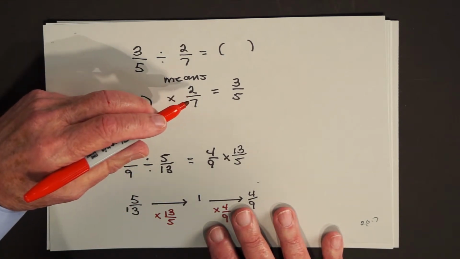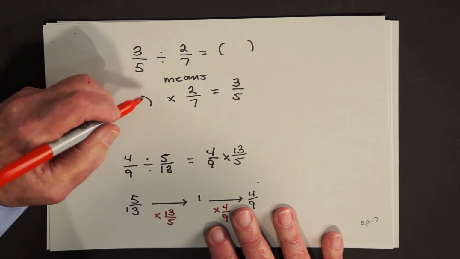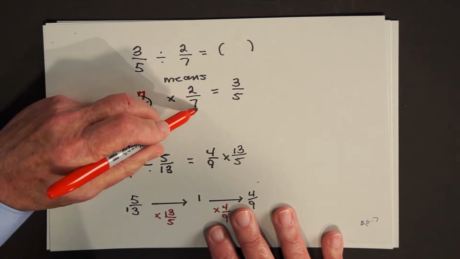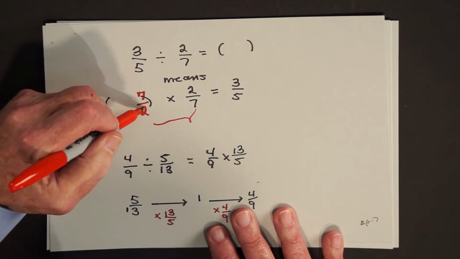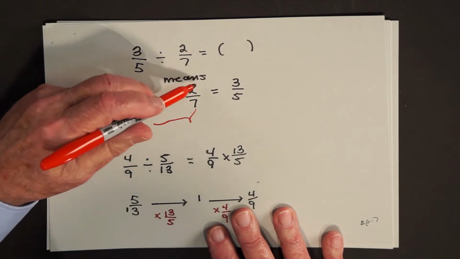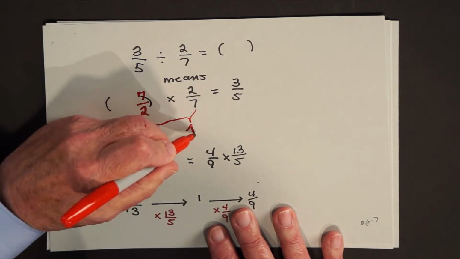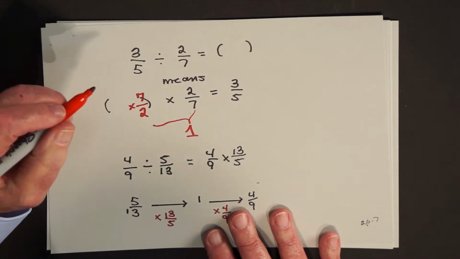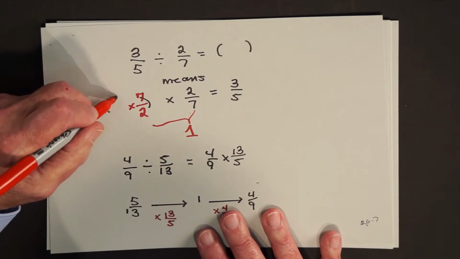Any fraction times its reciprocal is 1. So what I'm going to do over here is multiply by 7 over 2. 7 over 2 times 2 over 7. And can you see how it cancels? Gives me 1. Now what do I have to multiply 1 by to get 3/5? 1 times what is 3/5? Well, 1 times 3/5.